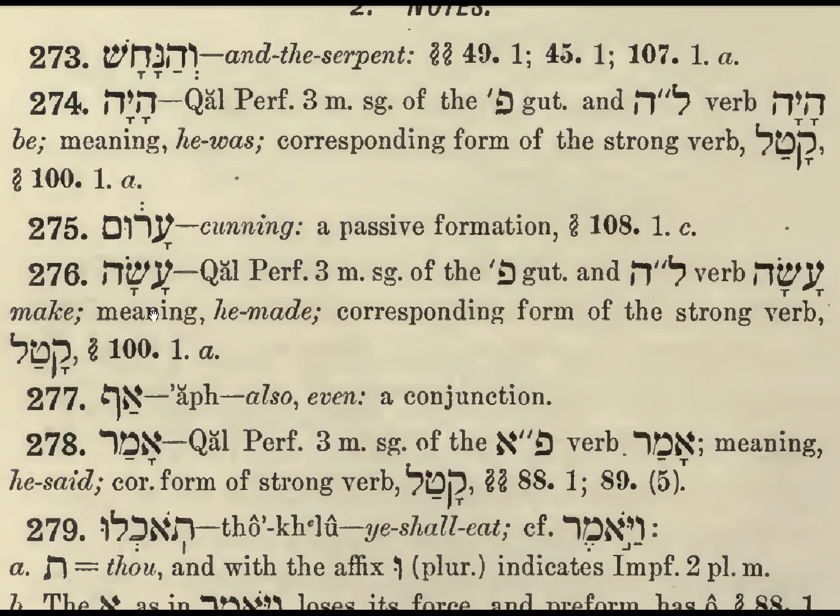Ngasa, kal, perfect, third person masculine singular. Pe guttural, right, the first letter would be pangal, so pe is guttural, and the last letter of the paradigm of pangal is lamed, but here it's he, so it's a lamed he verb. Ngasa, meaning he made. Corresponding form of the strong verb, katal.